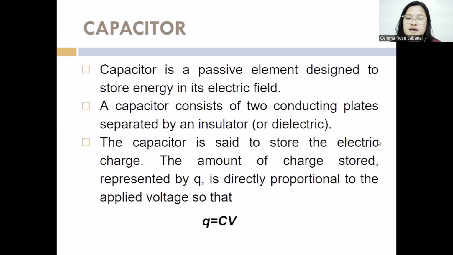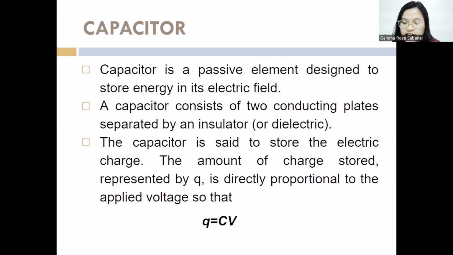A capacitor is a passive element designed to store energy in its electric field. A capacitor consists of two conducting plates separated by an insulator or dielectric. So, how does a capacitor work? Unlike the battery, a capacitor is a component that temporarily stores electrical energy through distributing charge particles on generally two plates to create a potential difference.